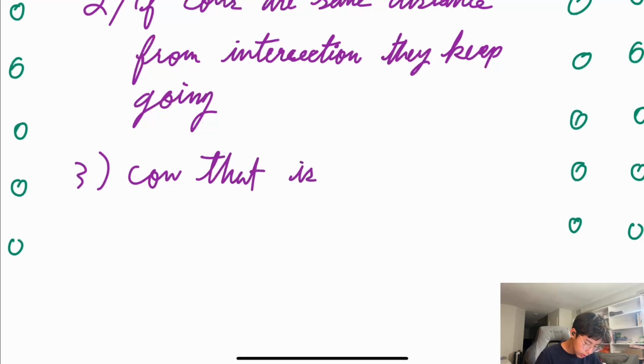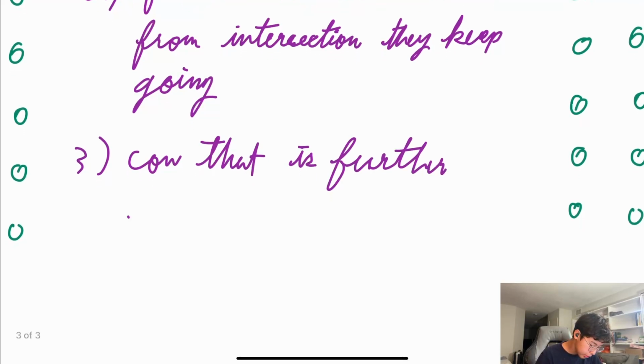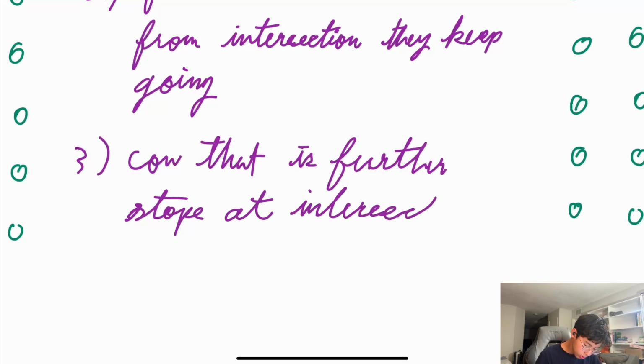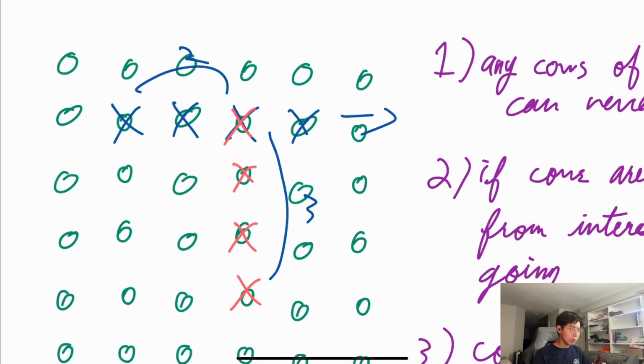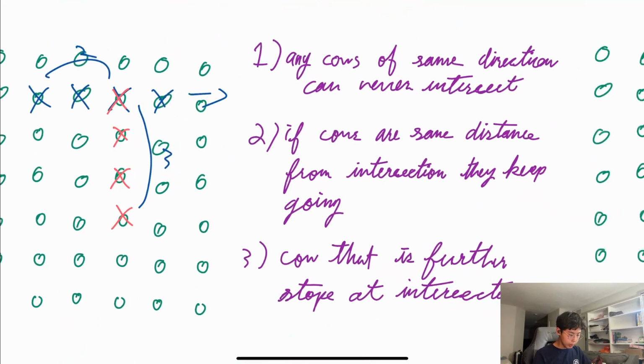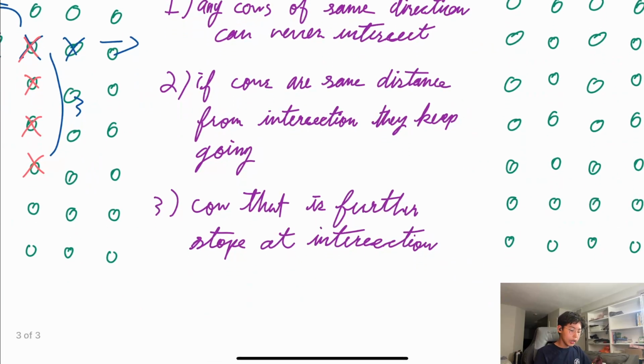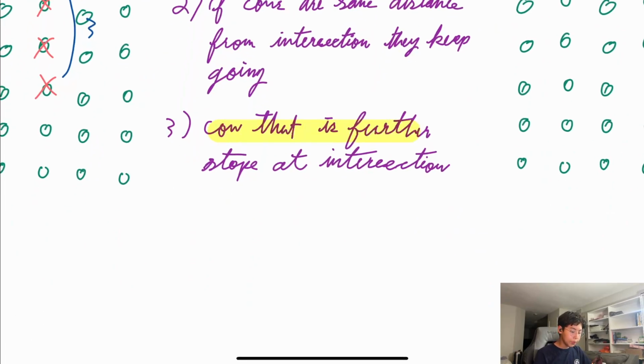Cow that is further stops at an intersection. Okay, so cow that is further stops at an intersection. That's gonna be like the main 3 things that we need to realize about this problem. 1, any cows of the same direction can never intersect. If they intersect, if they're of the same distance, they keep going. And cow that is further stops at that intersection. Okay, nice.